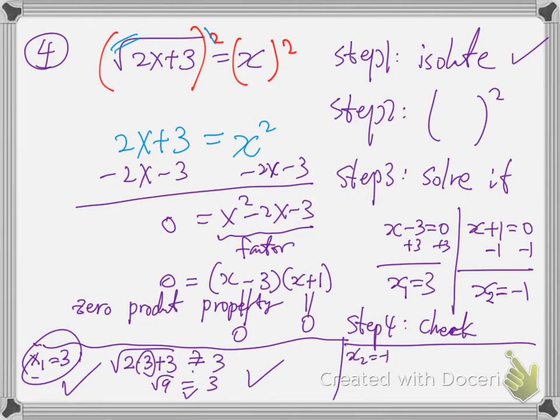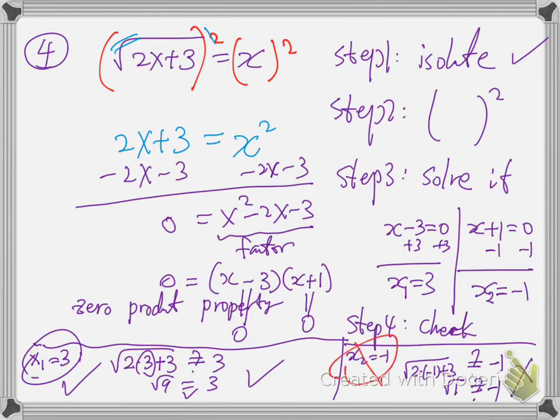x2 is negative 1, so when you plug in, you got square root of 2 times negative 1 plus 3. And on the right hand side, you got x is negative 1, right? We want to check whether we have an equal sign in the equation. So 2 times negative 1, negative 2, plus 3 is 1. So this is radical 1 is negative 1. Definitely this is wrong. Left hand side is 1, right hand side is negative 1. They're not equal.